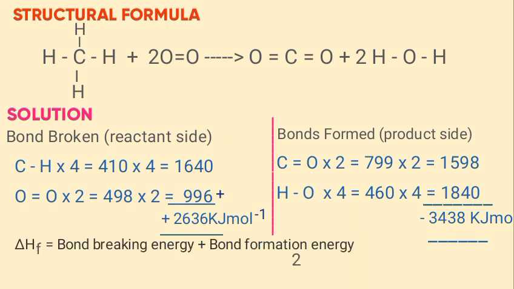Now, the enthalpy of formation therefore becomes bond breaking energy plus bond formation energy. That is plus 2636 plus minus 3438. The answer becomes negative 802 kilojoules per mole. Example 2.